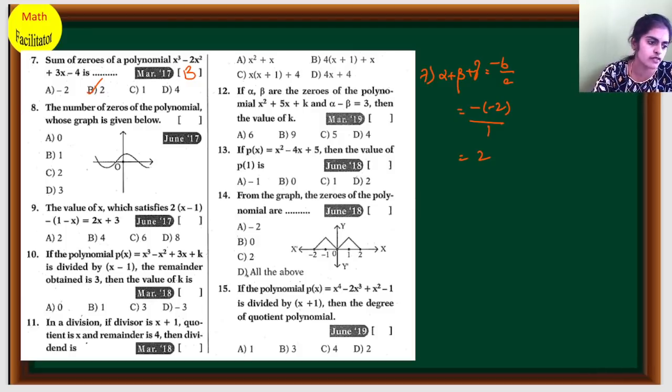The number of zeros of the polynomial whose graph is given below. So it is cutting the x-axis. How many places? 1, 2, 3. So you'll have 3 zeros.